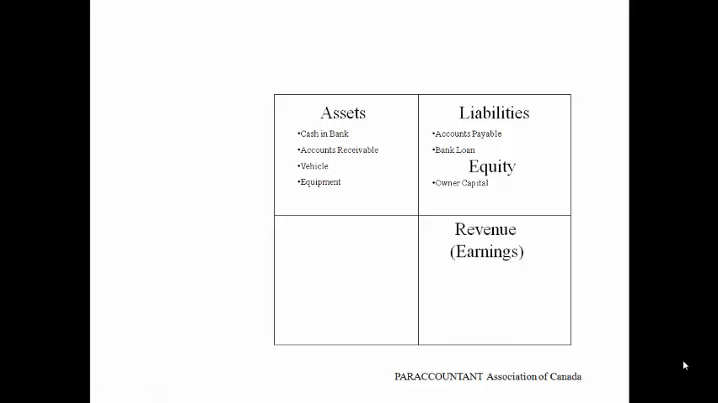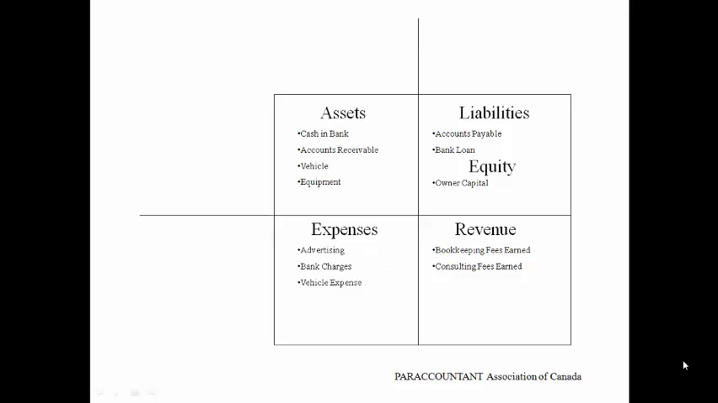Revenue, this is money you have earned, whether or not you've received the cash. Examples might be bookkeeping fees earned or consulting fees earned. Finally, expenses. These are costs you've incurred, whether you paid for them or not. Examples are advertising, bank charges, and vehicle expense.